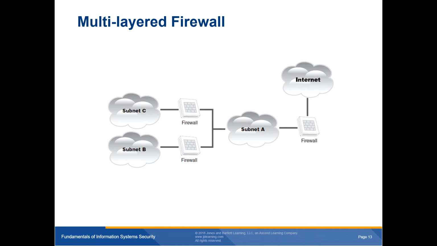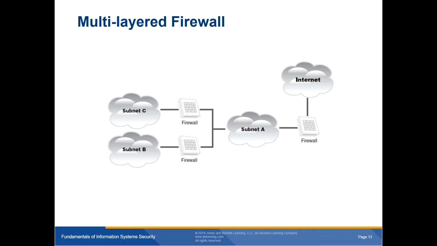Here we have a multi-layered firewall. Multiple firewalls segment the internal network into pieces. We saw this on the previous slide. In this scenario, which is figure 10-8 in the textbook, one firewall acts as the border firewall, protecting subnets A, B, and C from the untrusted internet. However, 2 other firewalls separate subnets B and C from each other, and from subnet A.